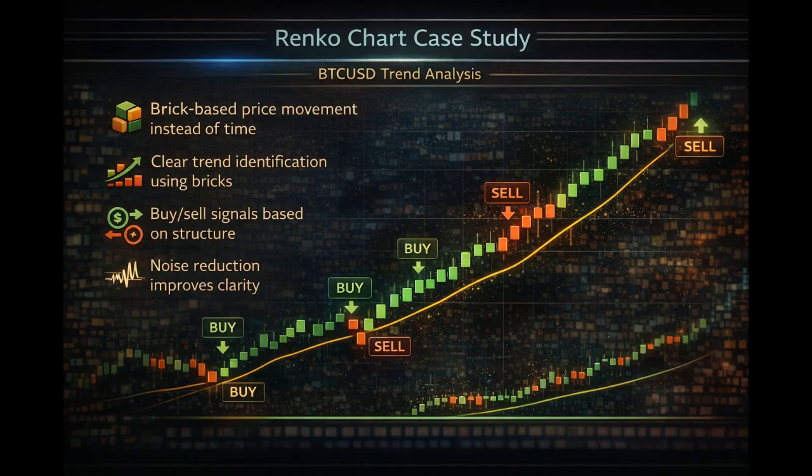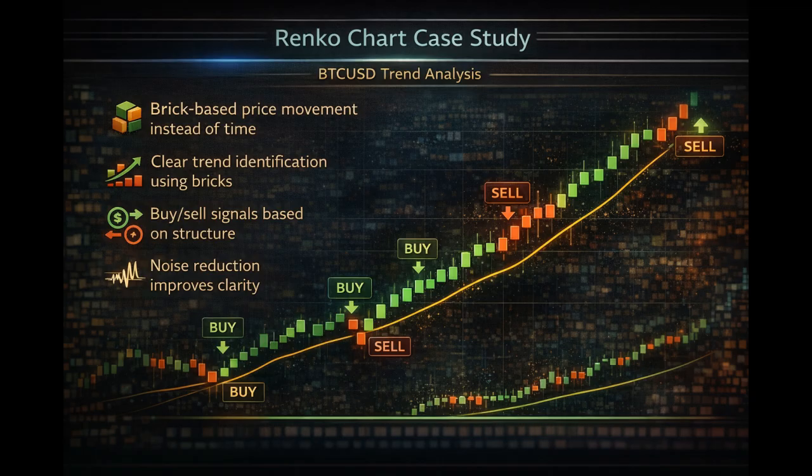Renko chart case study, TKUS trend analysis. The above chart shows a Renko chart of TKUS using a brick-based price representation instead of time-based candles. The chart includes several technical elements such as trend lines, support levels, moving averages, and buy/sell signals. These elements help traders analyze the overall market structure and identify potential trading opportunities.